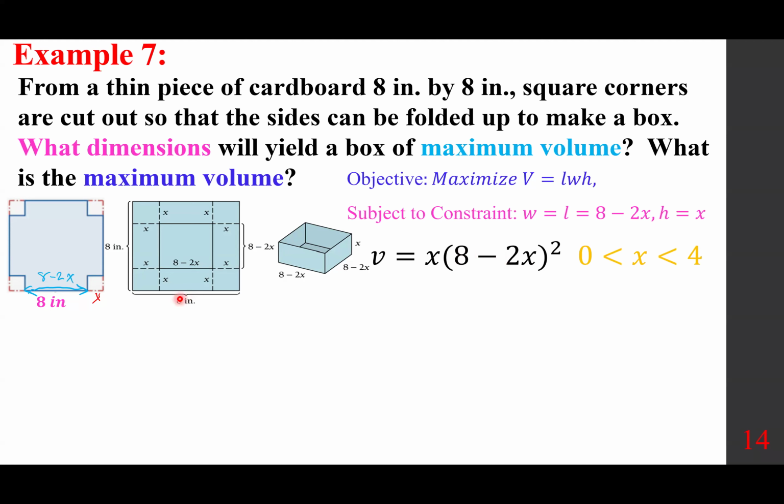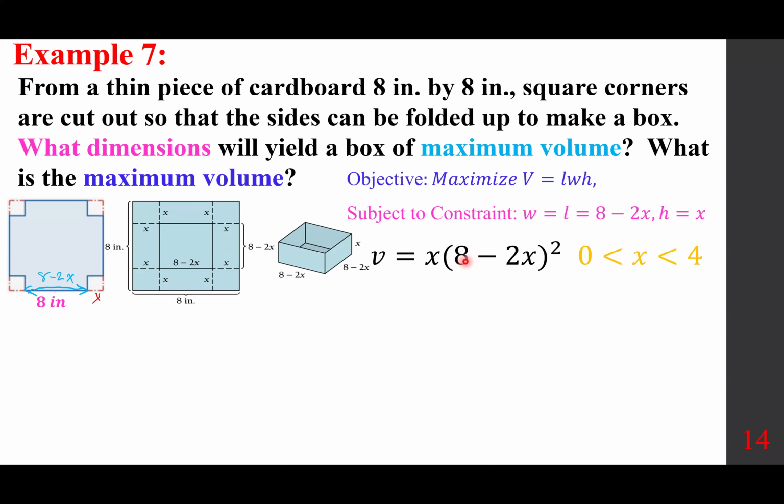I just think about this. 8, when you fold it in half, you get 4 on each side. There is nothing left to give you a volume, if you will. There won't be a box if you cut it in half. So it should be between 0 and 4.